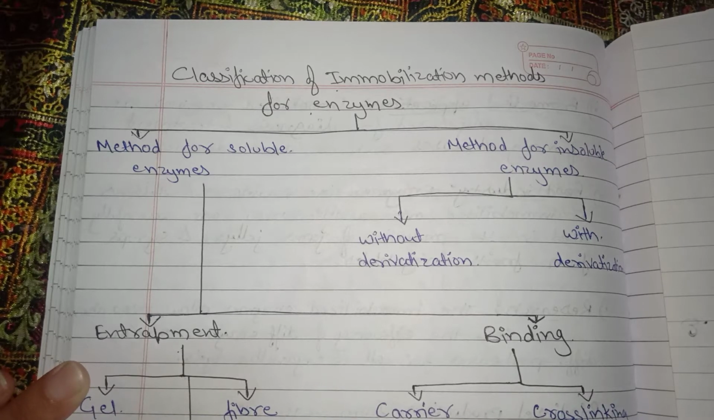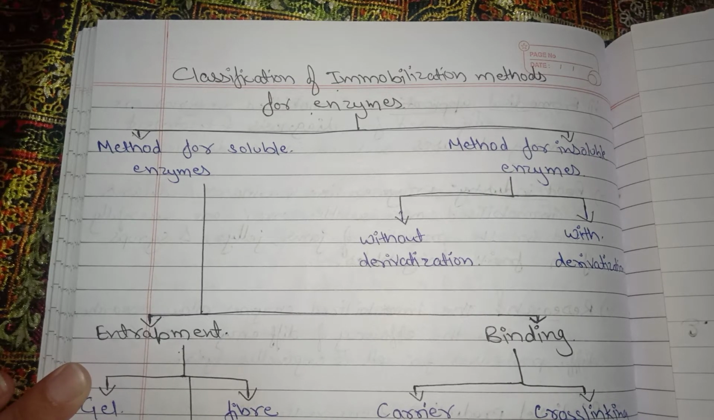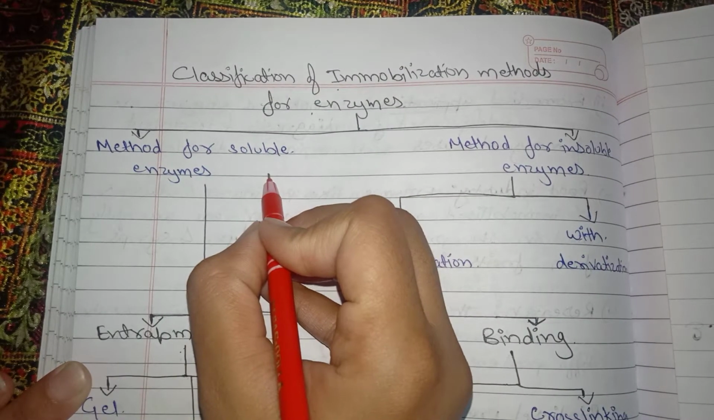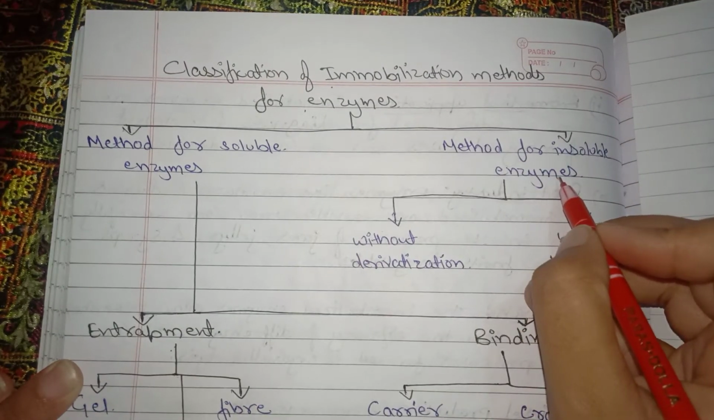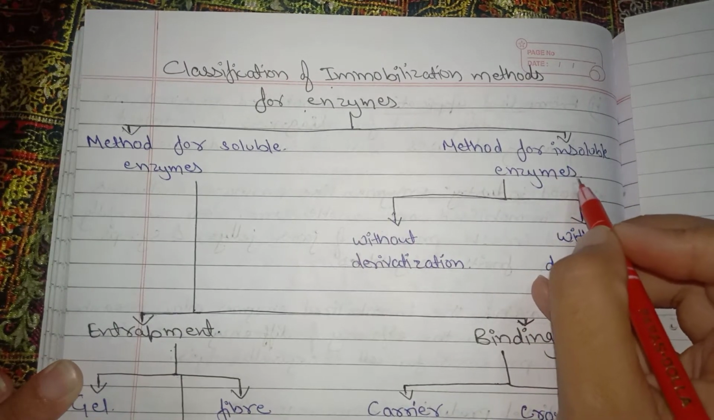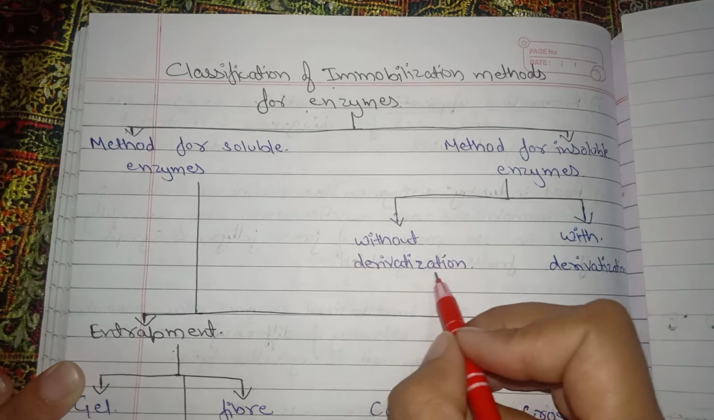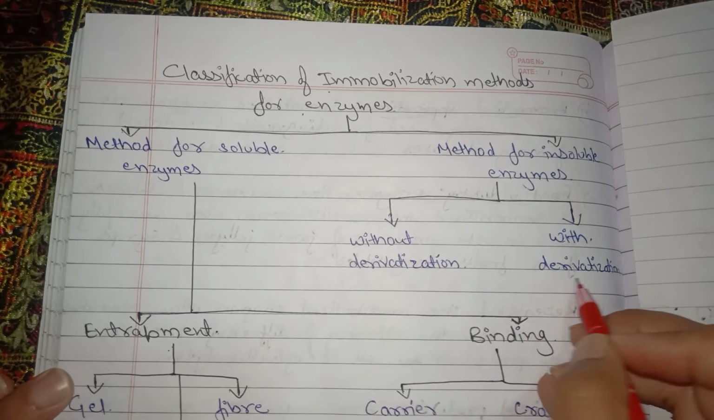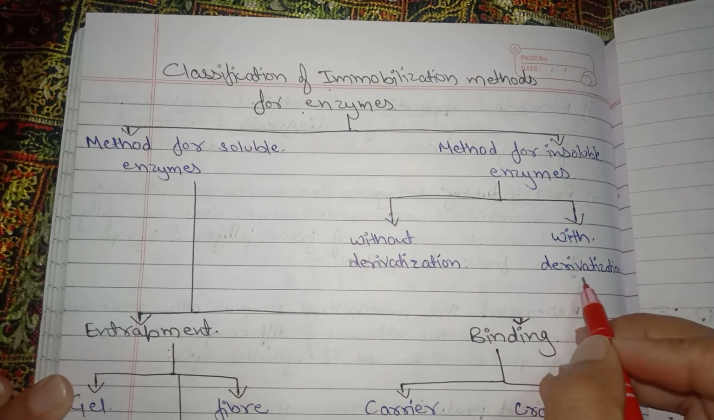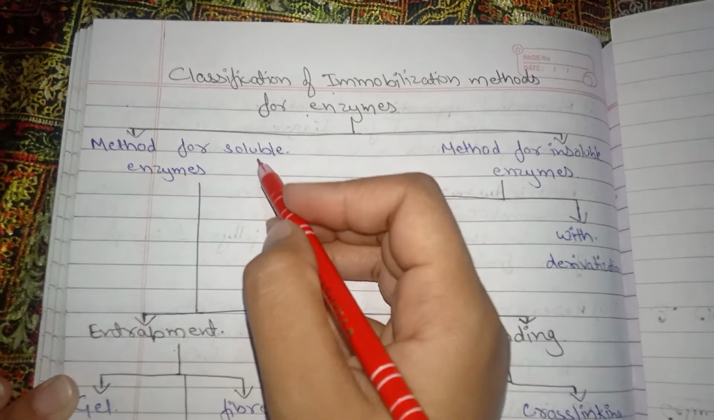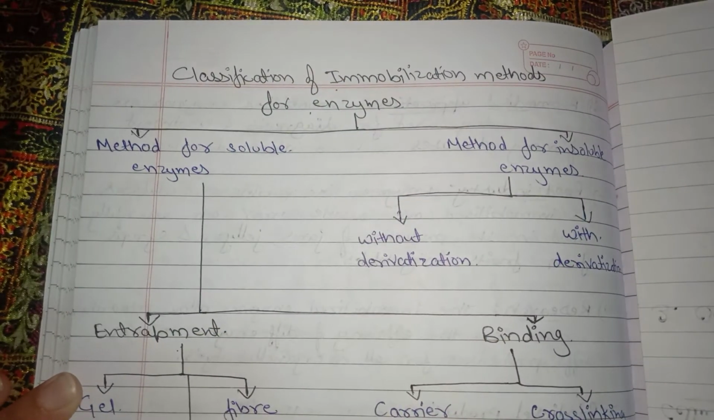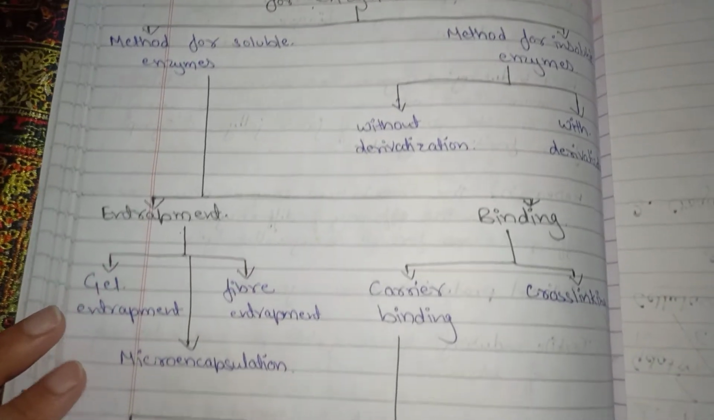Now we will study classification of immobilization method for enzyme. There are various methods by which we can immobilize the enzyme. First and foremost is the method for soluble enzymes, and second one is method for insoluble enzyme. Insoluble enzyme involve without derivatization, and another one is with derivatizations. And method for soluble enzymes are entrapment and binding.